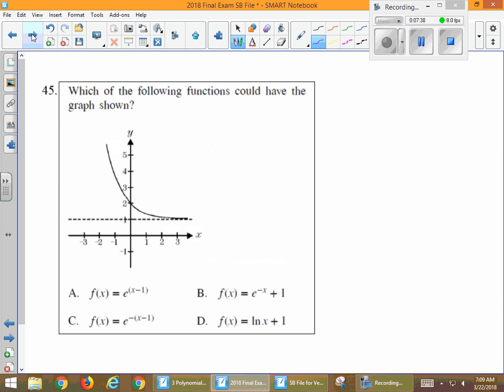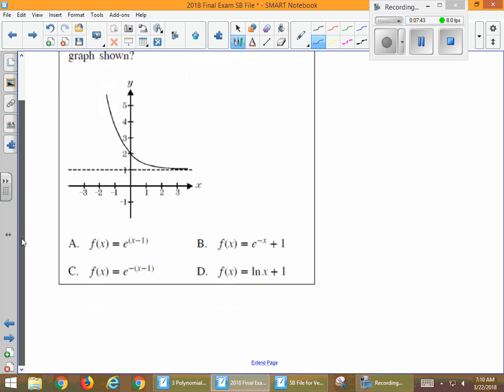Great. We'll do a couple more problems on this video. Which of the following functions could have the graph shown?